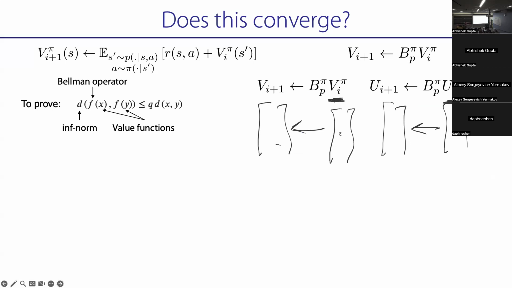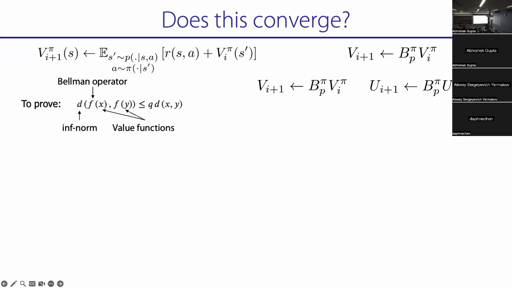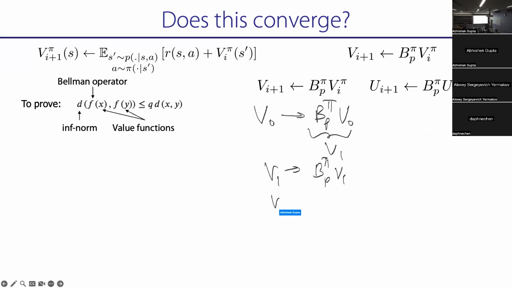Yes? I is the number of trajectories, right? No, i is the number of iterations of this procedure, not the number of trajectories. Basically, you start at V0, which is your initial guess at your value function. Then you apply BP pi to V0, which gives us V1. Then you apply BP pi to V1 to give us V2. So i is the number of iterations of running this procedure. Every time you do that, you convert the vector into a different vector, and you just keep increasing i over and over.